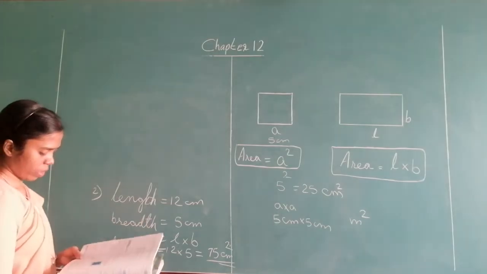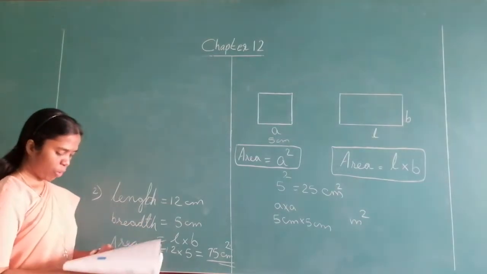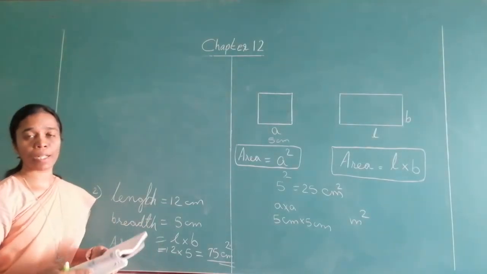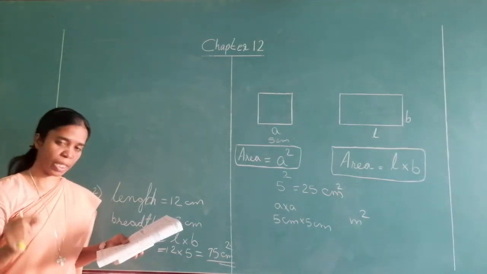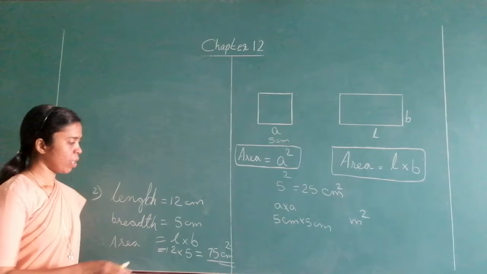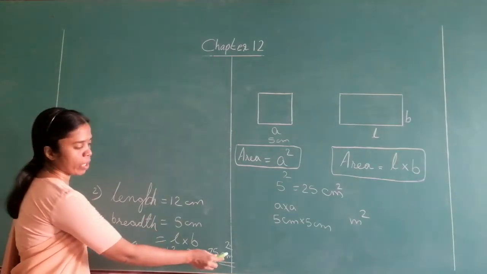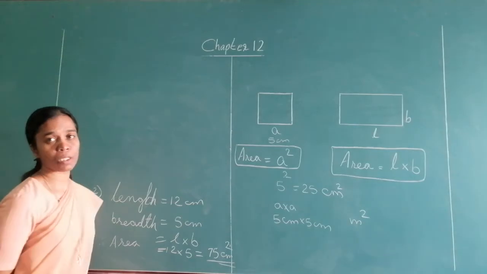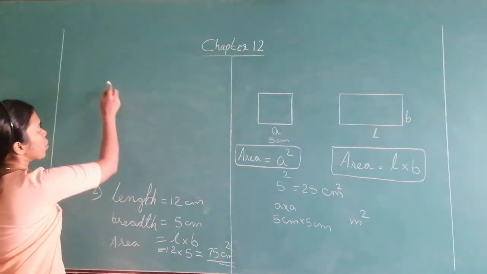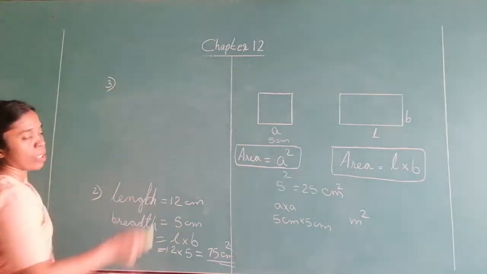What is given to you in the third one? Area of a rectangle is 102 square centimeter. It is written as SQCM, that is square centimeter. You can either write it as centimeter square or square centimeter, but please write it in this manner, centimeter square. Okay. Now question number 3. Let us see what is given.